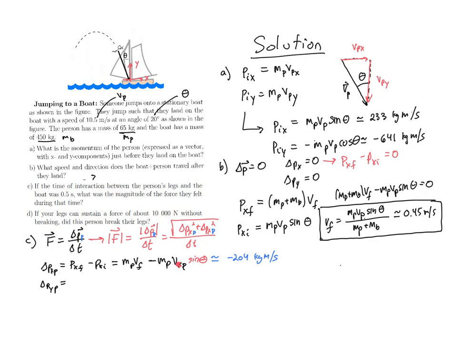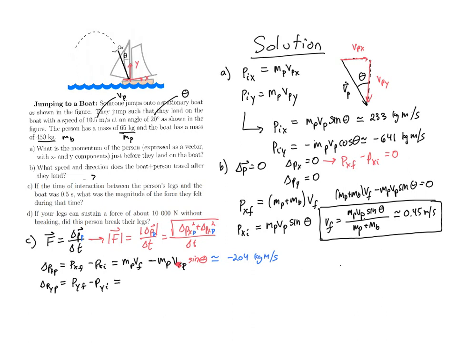And actually that's what the person feels. They feel momentum towards them when they land on the boat. That's what the force of your legs is doing. Okay, so let's also calculate in the y direction. That's py final minus py initial, again of the person.